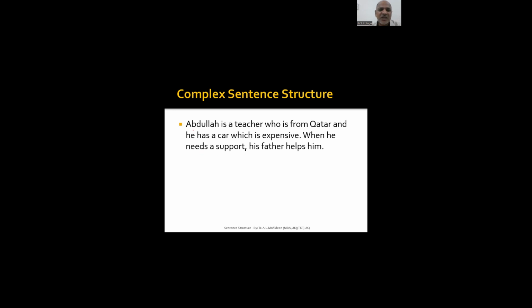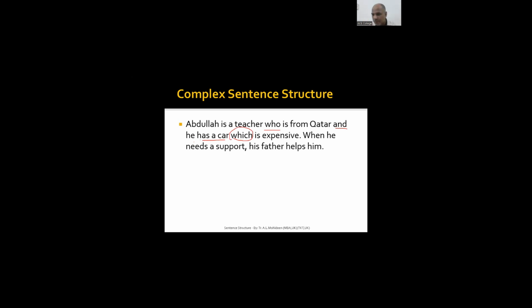Okay? Can you see? Abdullah is a teacher. I'm joining here: who is from Qatar. I'm talking about Abdullah, so I can add another conjunction. So this is complex, compound complex. And I talk about his things, right? And he has a car. So I'm talking about his car, which is, this is the word I'm using, which is expensive.